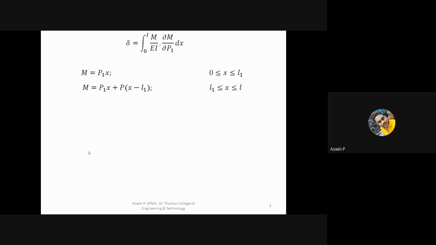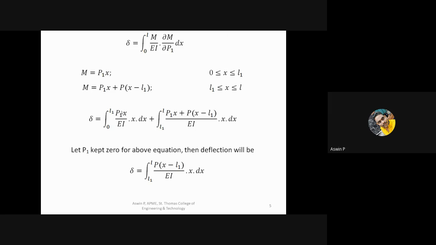After that, you need to substitute both equations back into the deflection equation by splitting the integral into 0 to L1 and L1 to L. Split it into these two equations. After that, you need to remove the added load P1. Let P1 be 0, since it does not exist. So the final equation will become delta equals the integral from L1 to L of P into (x minus L1) divided by EI into x dx.